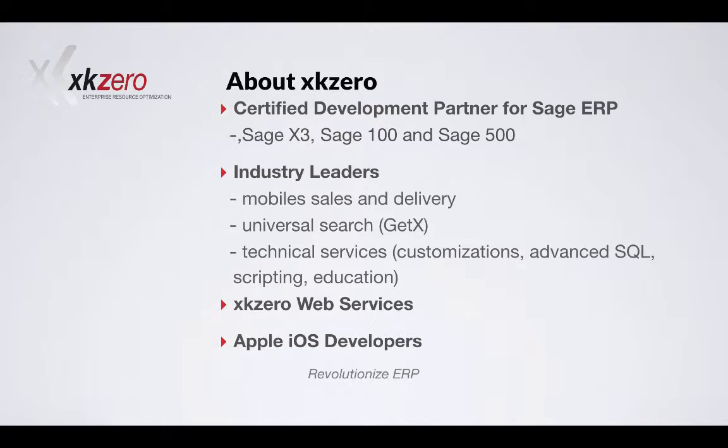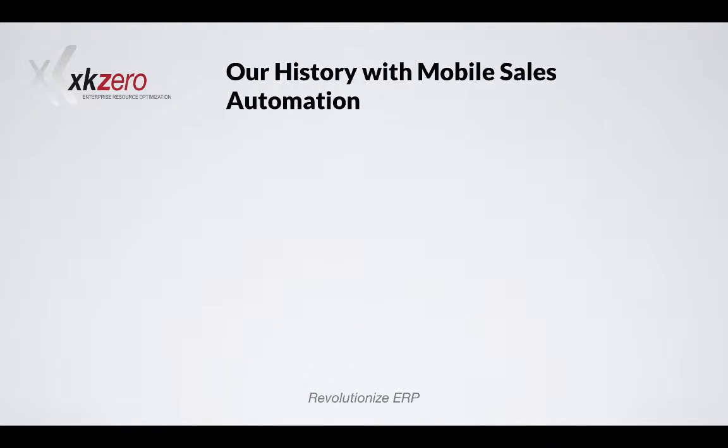So in addition to the mobile work that we do, we're certified developers for Sage 100, for X3, for Sage 500. We're the publishers of a universal search application that we call GetX for Sage 100. And we also do technical services. We do any kind of customization, advanced SQL, advanced Crystal, scripting type work, and technology education for Sage partners and end users. We're Apple iOS developers as well.